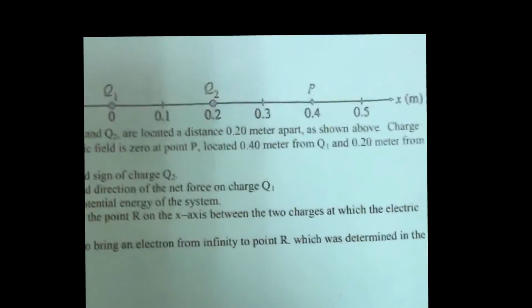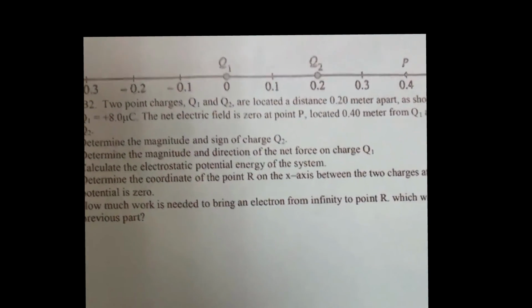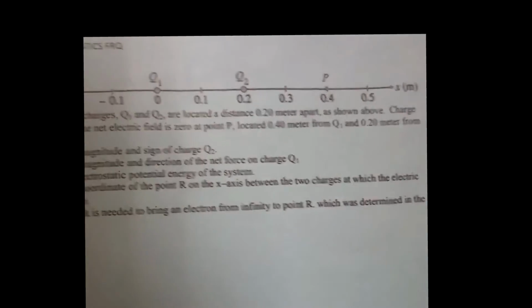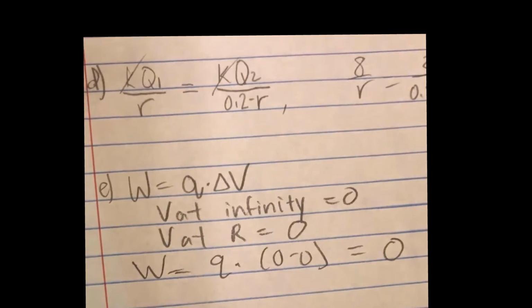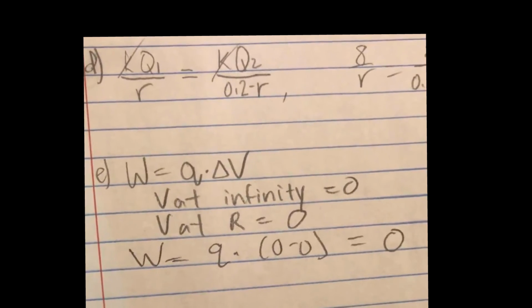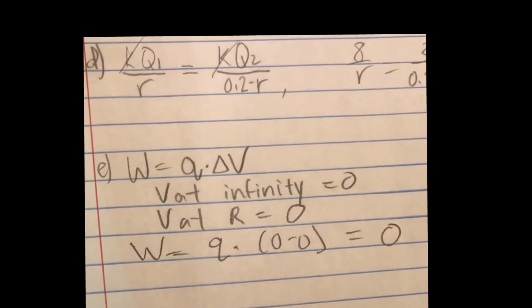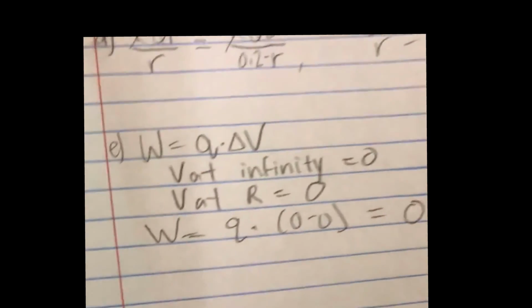And then the last question: how much work is needed to bring an electron from infinity to R, which was the point determined in the previous question? Okay, so work is Q times delta V, and at infinity your V is 0 because your r will be infinity, and at R we already know that the potential is 0, so work is Q times 0 minus 0, which will be 0.